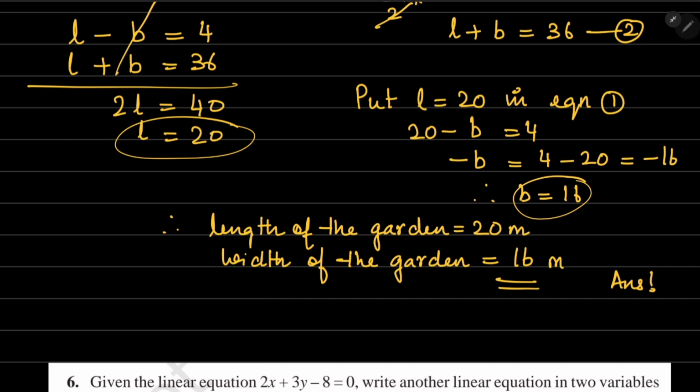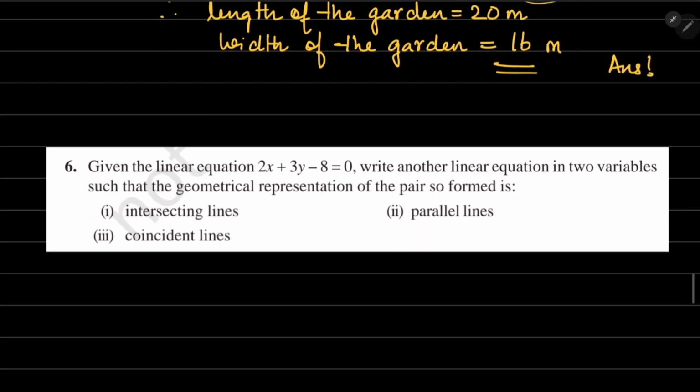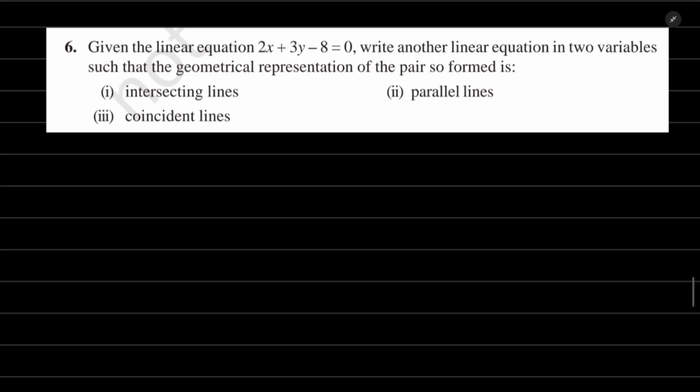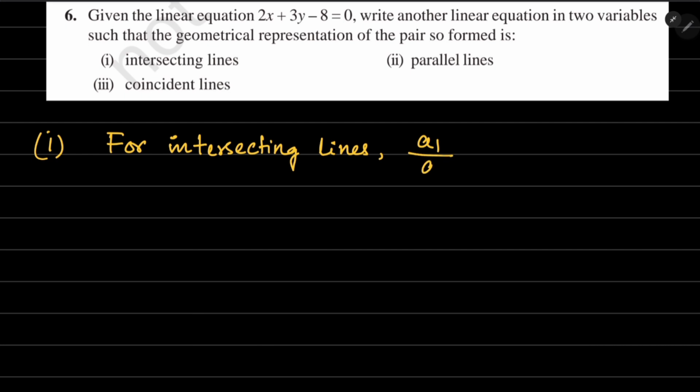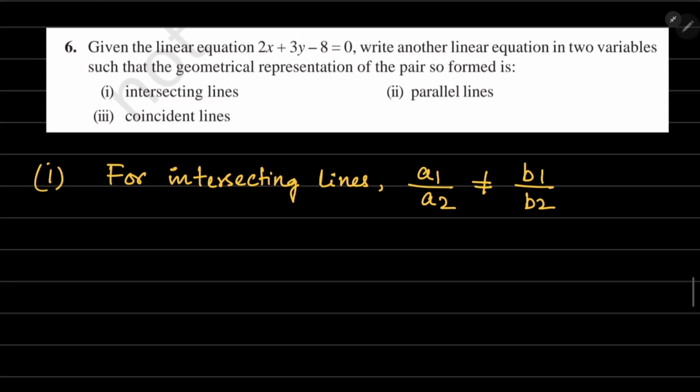Right? Now let's move on to the sixth question. You are given the linear equation 2x plus 3y minus 8 equal to 0. Write another linear equation in two variables such that the geometrical representation of the pair so formed is intersecting lines. Now, the very first thing is, for intersecting lines, what is the condition? You should know the condition, that is a1 by a2 should not be equal to b1 by b2.